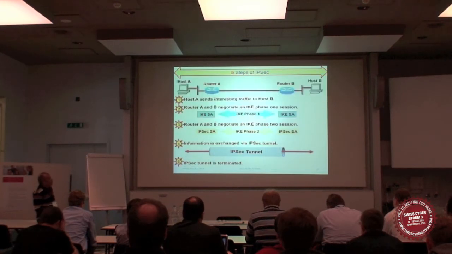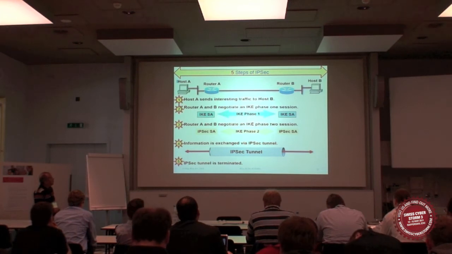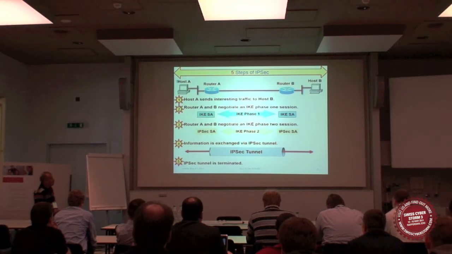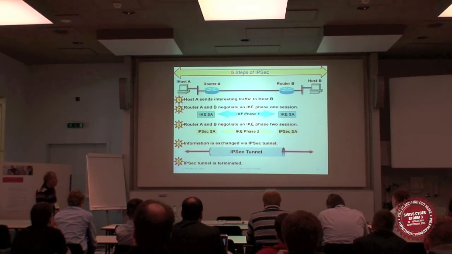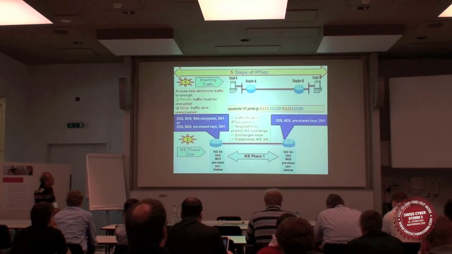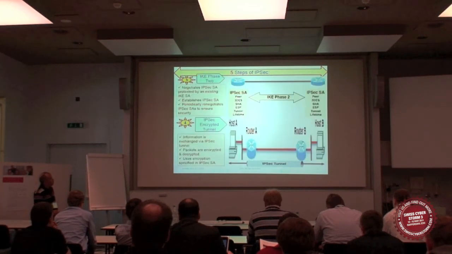So, in conclusion, there are five steps for IPsec implementation. Step one, host one sends interesting traffic to host B. Step two, the routers negotiate an Internet Key Exchange phase one session, and the reply comes back with approval. Step three, the routers negotiate an Internet Key Exchange phase two session. And now the communication is established via an IPsec tunnel in step four. And then we have to terminate the IPsec. Usually, there is a value that you set for the termination, which can be 100 megabytes or one day or whatever value you set. So this is another snapshot for the five steps of IPsec. It's completely written in detail. I will leave it for you to see after.